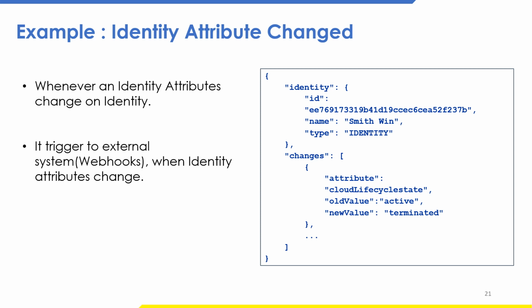Here we see the example of identity attribute changed in this slide. Identity attribute changed event occurs when any attributes aggregated from the truth source differ from the current attributes for an identity during an identity refresh. In this example, we can see user's identity attribute changed event triggered. User Smith-Win's cloud lifecycle state is changed from active to terminated.